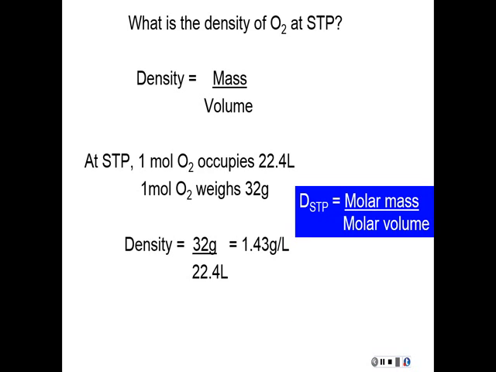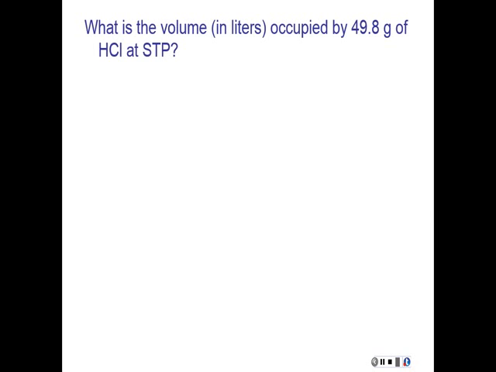So here's a little formula then. D at STP equals molar mass divided by molar volume. So here's a question you might want to answer. Let's see if you can do this one. What's the volume in liters occupied by 49.8 grams of HCl at STP?